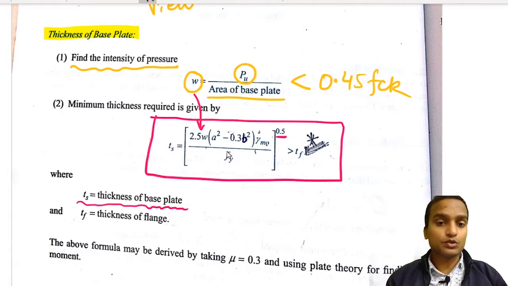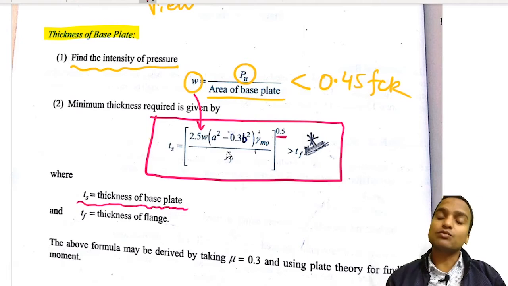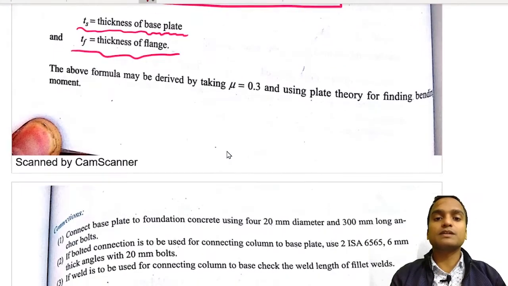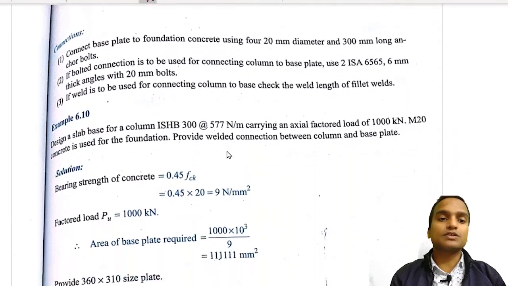A and b are the projections, multiplied by gamma m0, which is equal to 1.1, divided by fy, which is the yield stress, generally equal to 250 megapascal, and it should be greater than the thickness of flange. Okay, thickness of flange for the compressive member, and this formula is calculated with the help of plate theory, so that is not of much use.